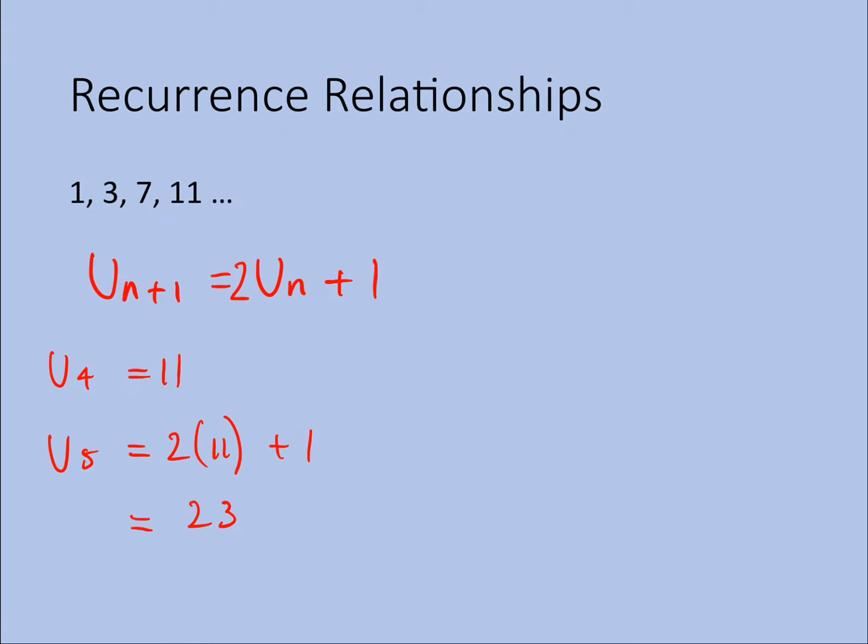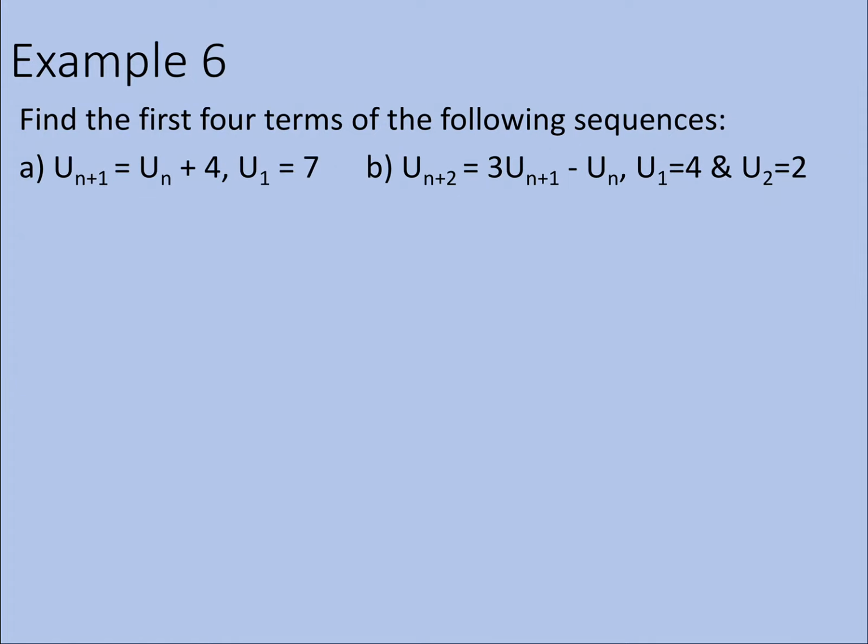That makes sense. Let's see if we can use these and put them into practice. Find the first 4 terms of the following sequences. So let's look at A first of all. The relationship is that the next term is given by the previous term, add 4. So we always need a starting point.